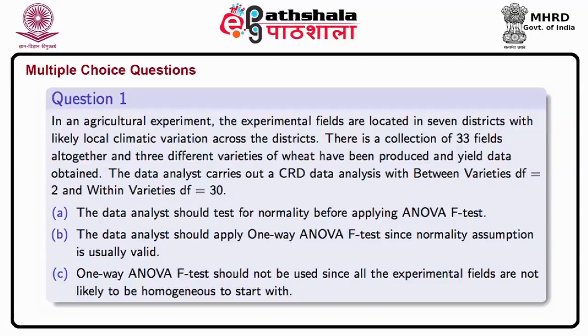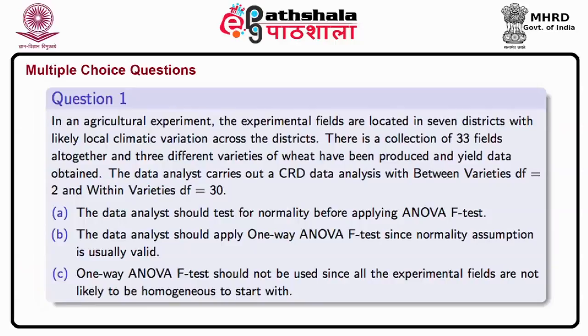So the options are, the data analyst should test for normality before applying the ANOVA F test. The second one is, the data analyst should apply the one-way ANOVA F test since the normality assumption is usually valid. And the third option is, the one-way ANOVA F test should not be used since all the experimental fields are not likely to be homogeneous to start with.